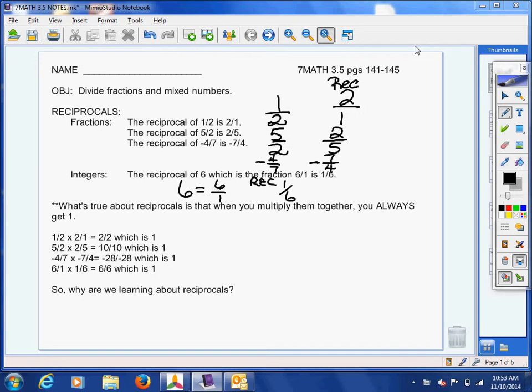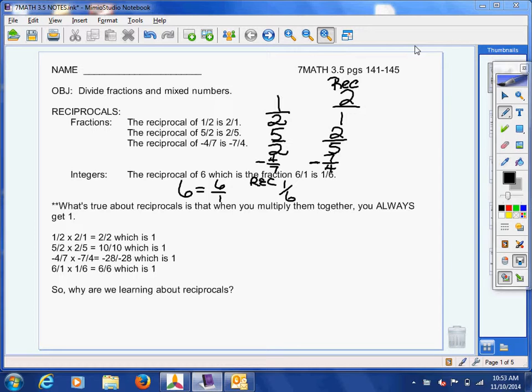Carson from your 4th period math class. We're learning section 3.5, and we're going to learn how to divide fractions and mixed numbers. And you're just coming into the middle part of our discussion on the front page, where we're talking about reciprocals.